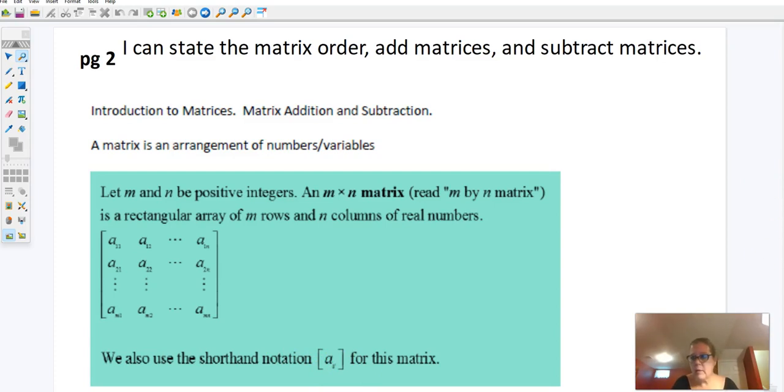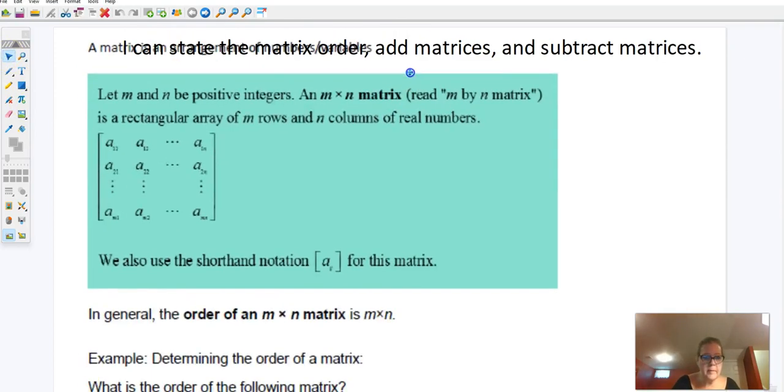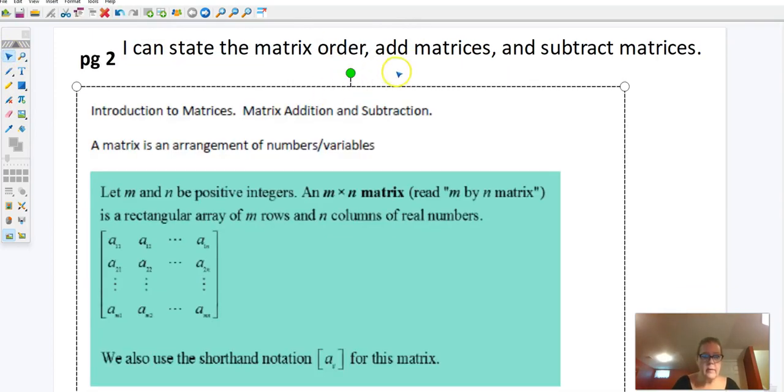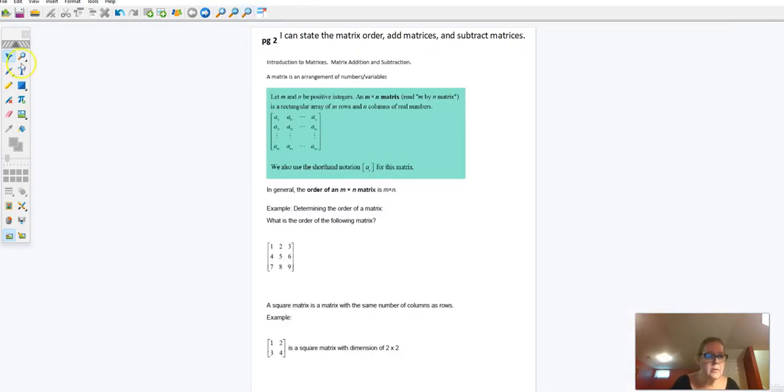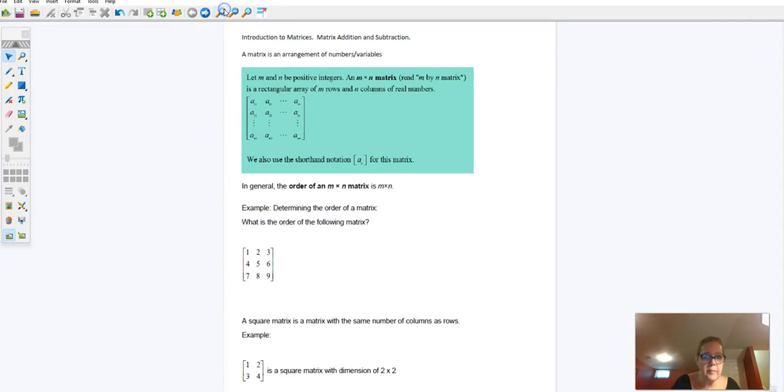Can I move this down? Let's see. Let's see if there's anything else down here. Yes. Okay. I don't know why I can't move this though. Let's make this smaller. Go back to where we were. Okay, so we'll just make it a little bit bigger and go that way.